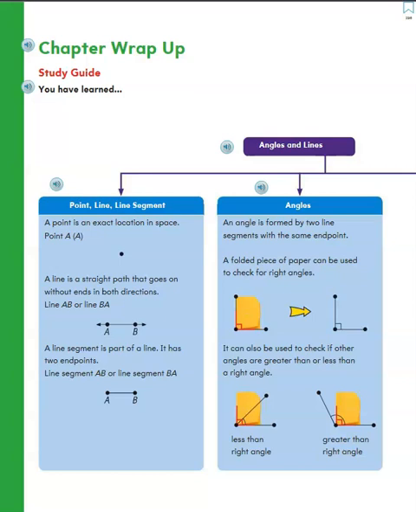Hi, third graders. So today we are going to quickly go through chapter 17, and it might seem kind of silly, but we're going to do that by just going through the chapter wrap up. Normally we would never do this, but we really need to get to chapter 19, which is all about area and perimeter. So we're just going to quickly go through this chapter wrap up for chapter 17.